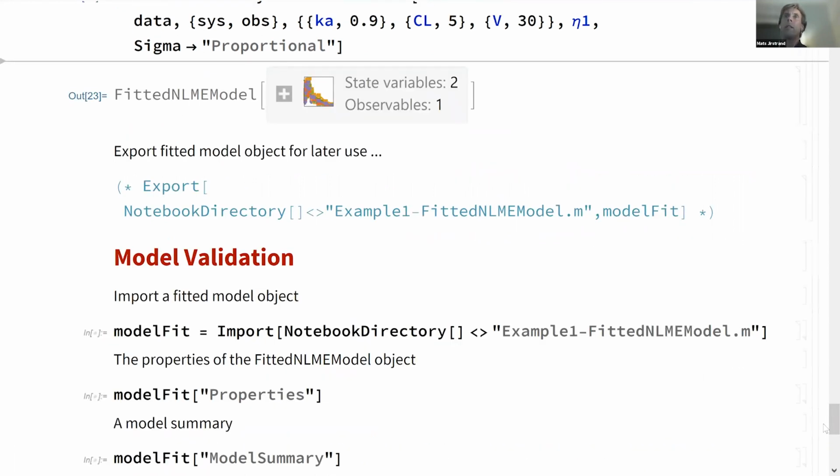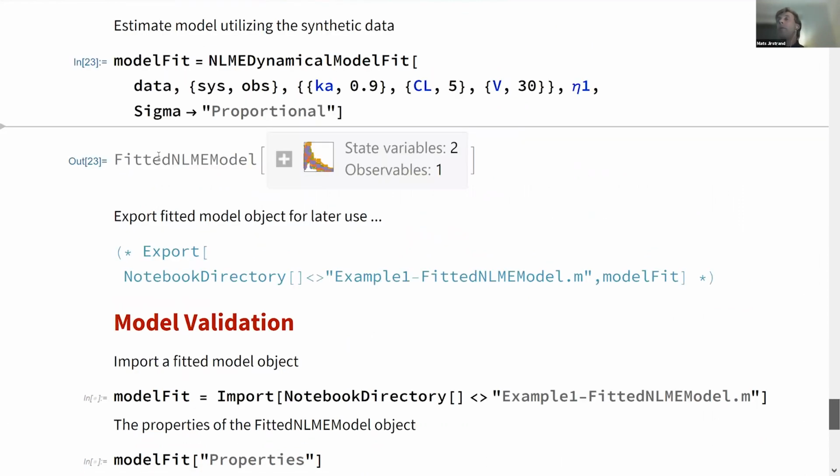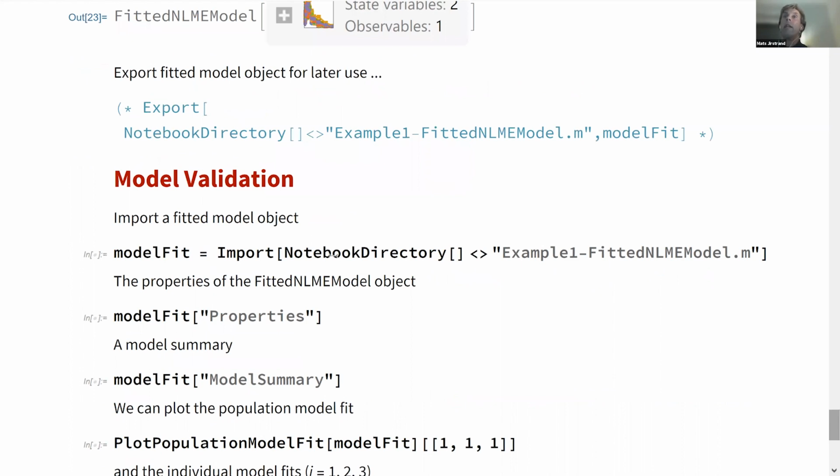And the result is a fitted NLME model object. We have tried to replicate the syntax or machinery in Mathematica for other objects, like fitted linear models and so on. So this contains all the results, including the data. It's a quite rich object as such. And it can be exported, of course, and if it's exported, it can be reloaded. But regardless, now if I execute this command, I will just load what was just computed.